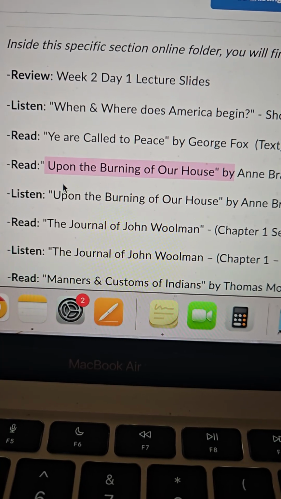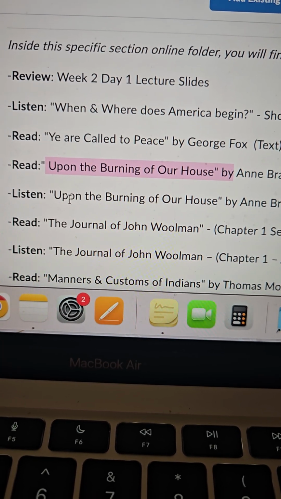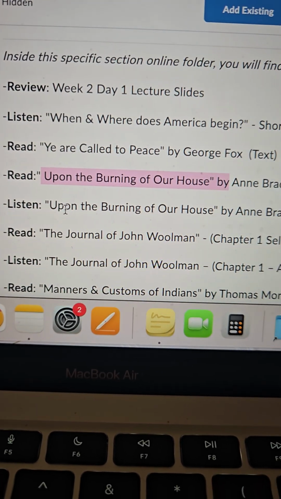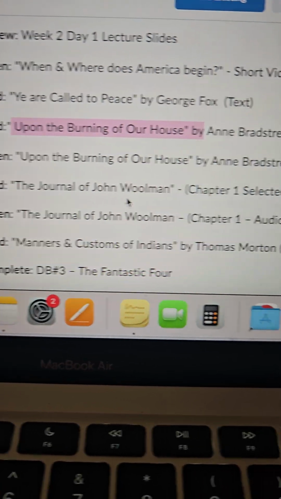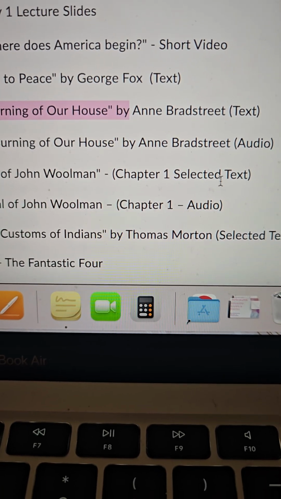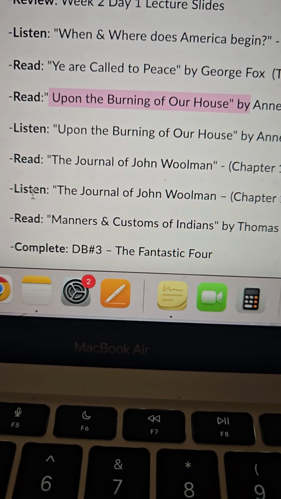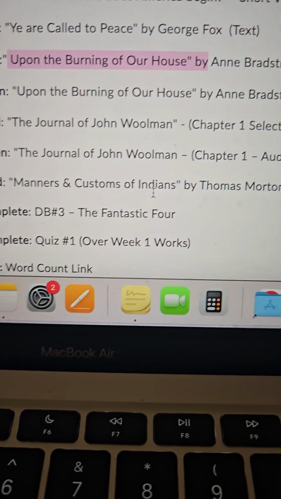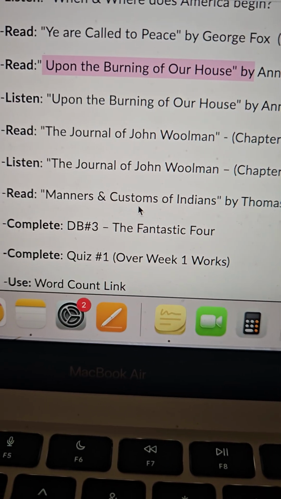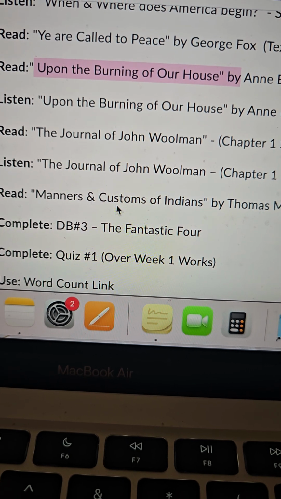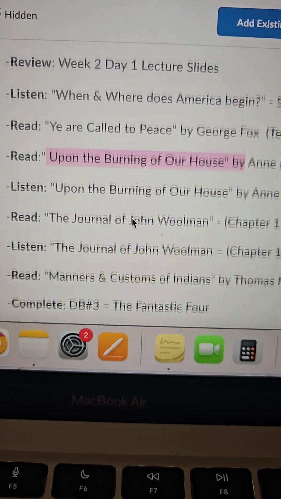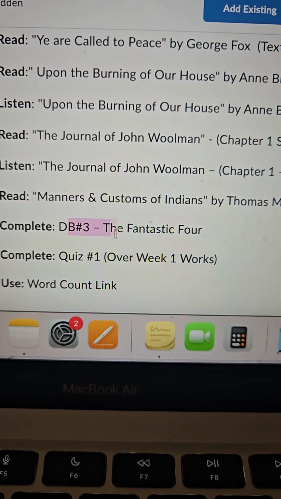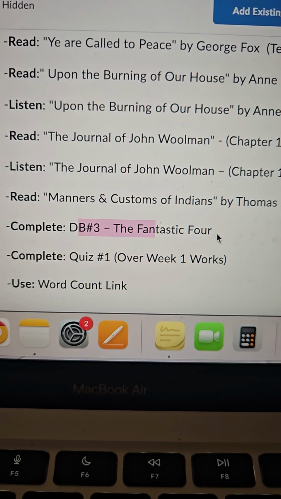So go back in, and I encourage you, if you would like to listen, if you're more of an auditory person, feel free to go back and listen to the poetry. I also have the Journal of John Woolman, just chapter 1. That's why it says selected text. And when you listen to it, just listen to the chapter 1 audio. You're also going to continue on with Thomas Morton and his excerpt diary, Manners and Customs of Indians. Now, as you read these readings, after that, you'll go into discussion board number 3, which is called Fantastic Number 4.